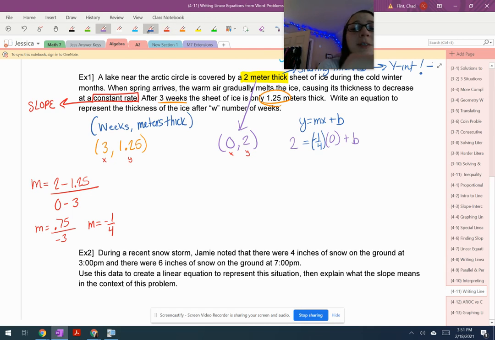And look what actually ends up happening here. This is kind of nice. Anything multiplied by 0 is just 0. 0 plus b is just b. So b is equal to 2, which we knew because this point up here was our y-intercept to start with.